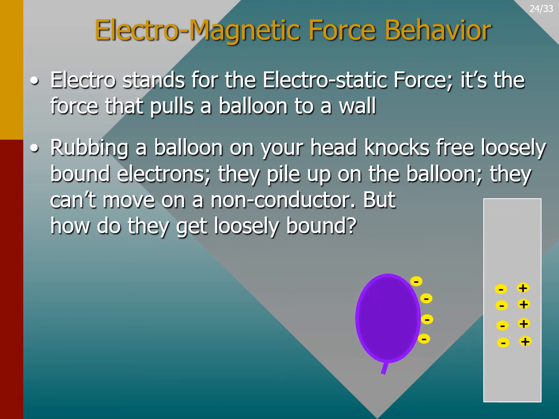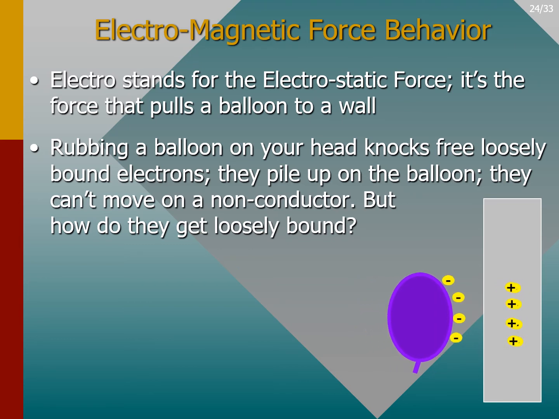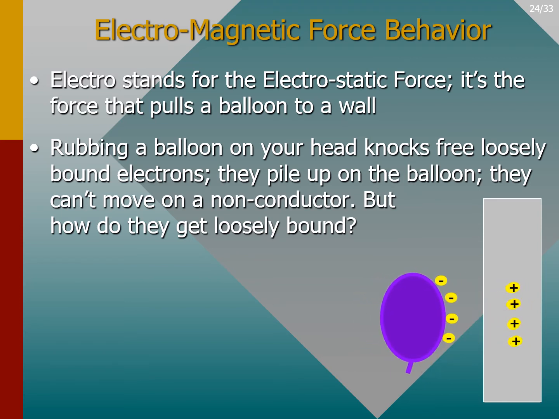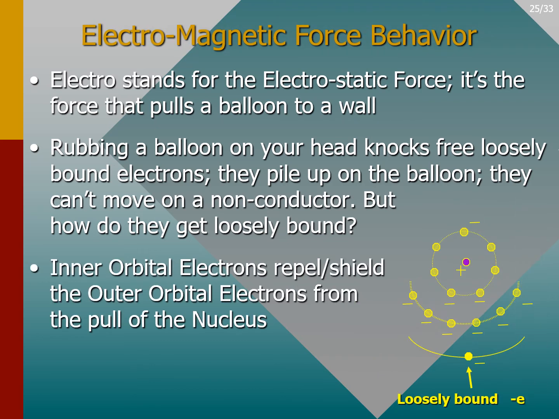And it will also repel the negative side of some molecules away from the balloon. This brings the positive side of those same wall molecules toward the balloon, so the surface of the wall actually starts getting out of balance positive and thus reinforces the attraction of the balloon. But how do electrons get loosely bound in the first place? As depicted on the slide, electrons become loosely bound when enough inner orbital electrons create enough negative charge to partially repel the outer orbital electrons.